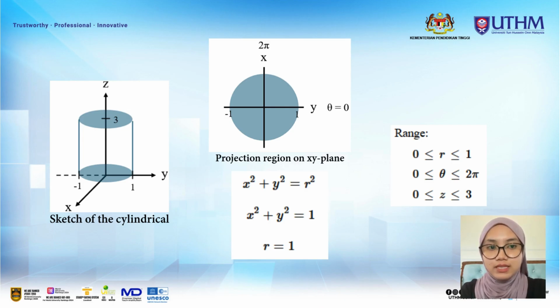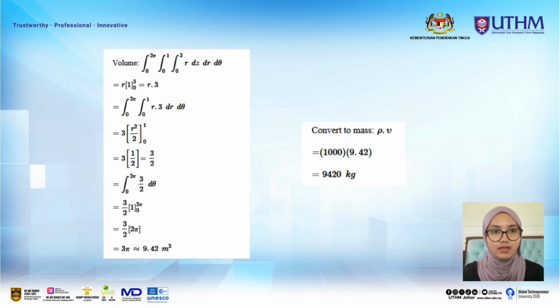Then we will determine the range for each coordinate. For radius, it is 0 to 1 meter since the diameter is 2 meters. Angle is 0 to 2 pi because of the full rotation, and Z is 0 to 3 meters, which is the height of the tank. Then we will get these volume integrals.